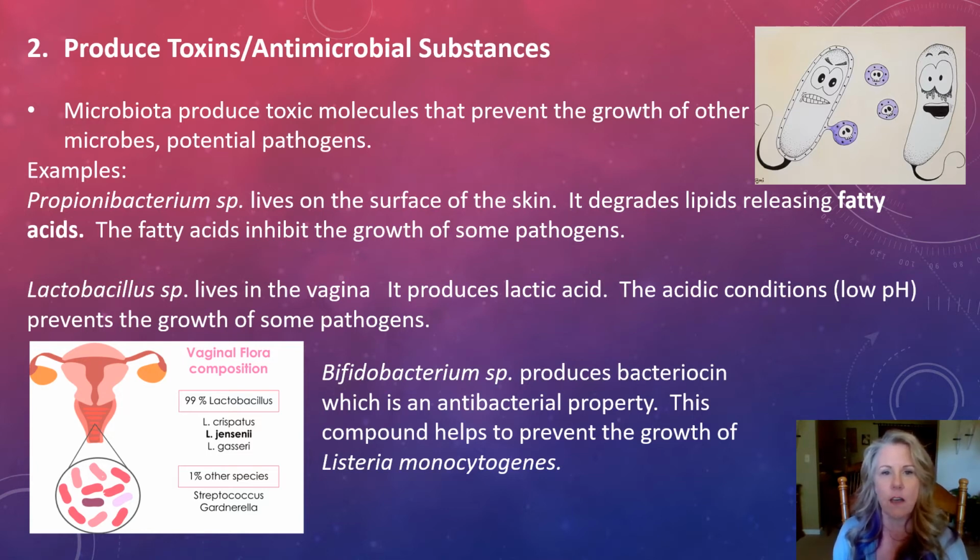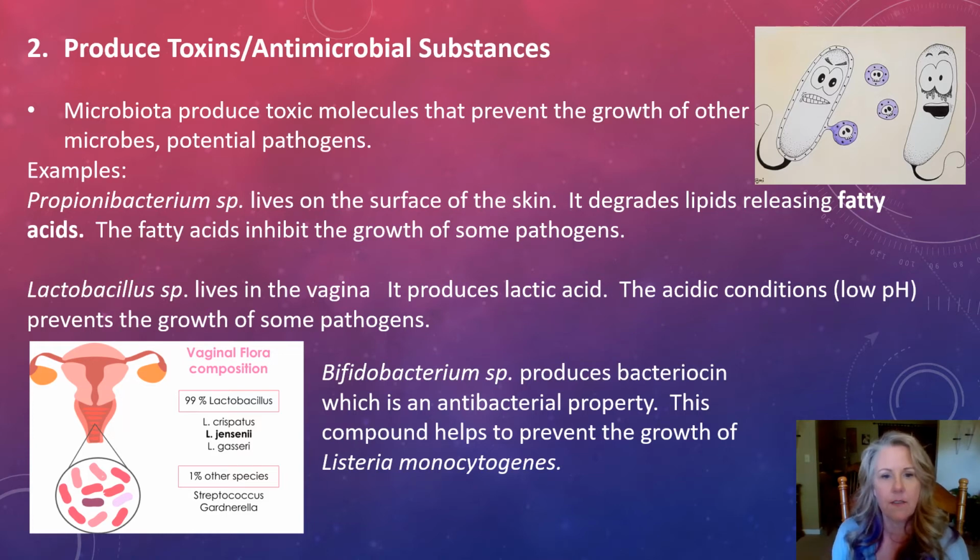Another example is one that's known as Lactobacillus. Species of Lactobacillus, we find these all over our body, and one of the places is in the vagina. It produces lactic acid. Lactobacillus, that kind of makes sense now, produces lactic acid. And the acidic conditions, because of the lactic acid or the low pH, prevent the growth of some pathogens.